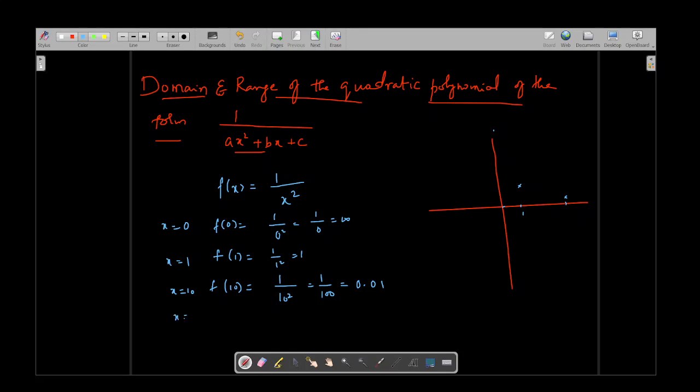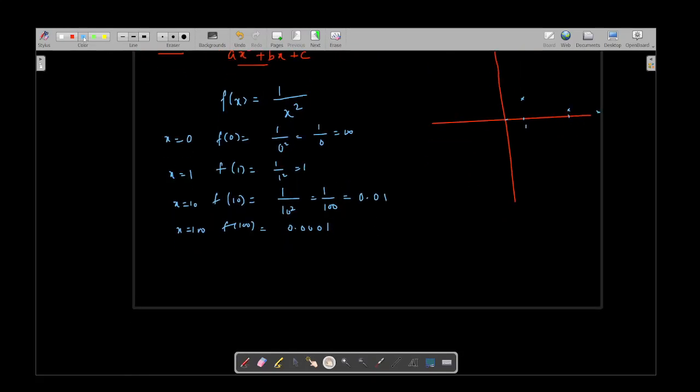If I put x is equal to 100, f of 100 is equal to 0.0001, which is very close to 0. So what I'm trying to say here is, if you increase x towards infinity, then f of x tends to 0. If x becomes a larger value, since it's in the denominator, then f of x tends to 0. So how does the curve look?